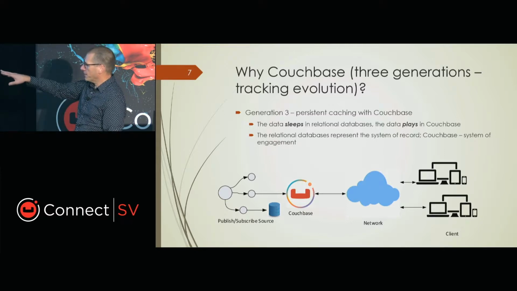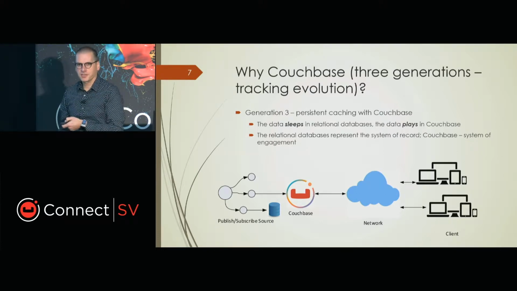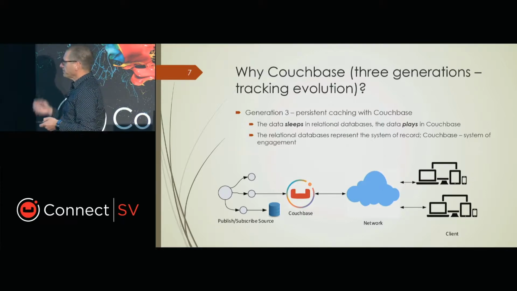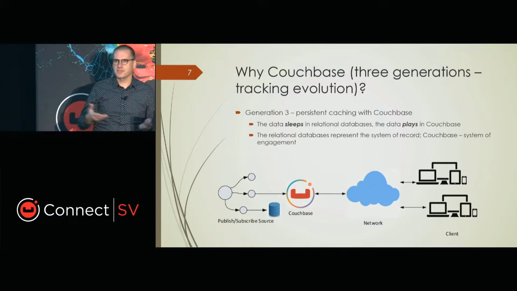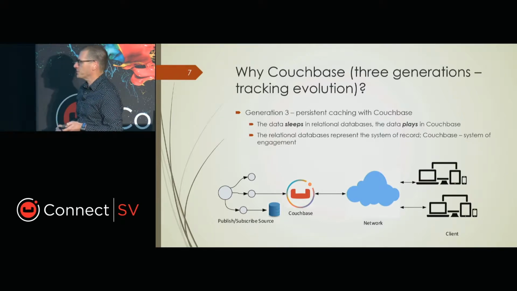The difference between the Couchbase side and the relational side is that the way we put it is that the data sleeps in relational. So nobody's really looking at the relational database unless it's an exception, but it plays in Couchbase. So Couchbase is typically a shorter lifespan of data. We're only interested in a relatively short period of time, but that's where almost all of our activity comes from. The relational database is still considered our system of record, and Couchbase is considered the system of engagement, which was last year's buzzword for Couchbase Connect.